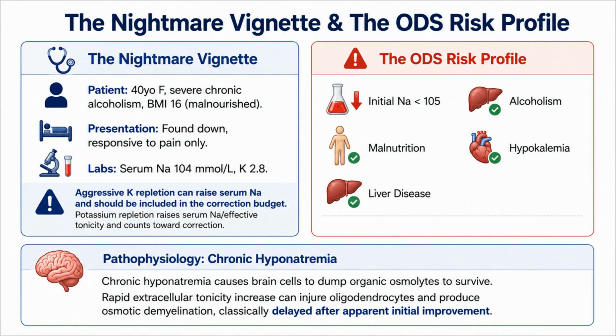Question: why does potassium matter in a sodium correction budget? Because potassium repletion can raise serum sodium. Potassium enters cells, and sodium and hydrogen shift out. Also, effective intracellular solute changes alter water distribution. Clinically, aggressive potassium replacement counts toward correction.